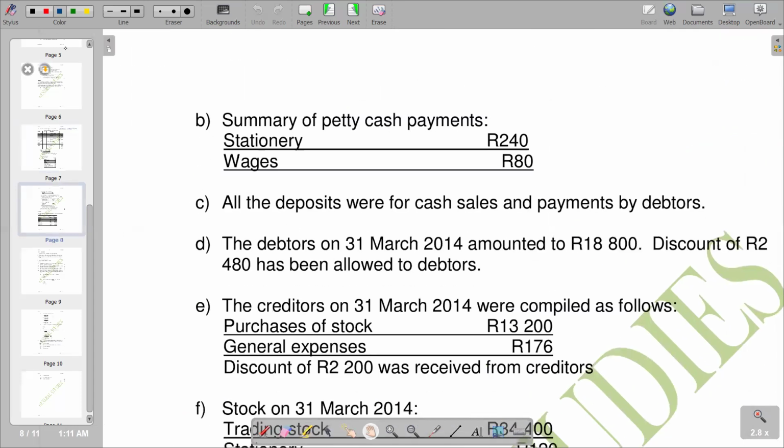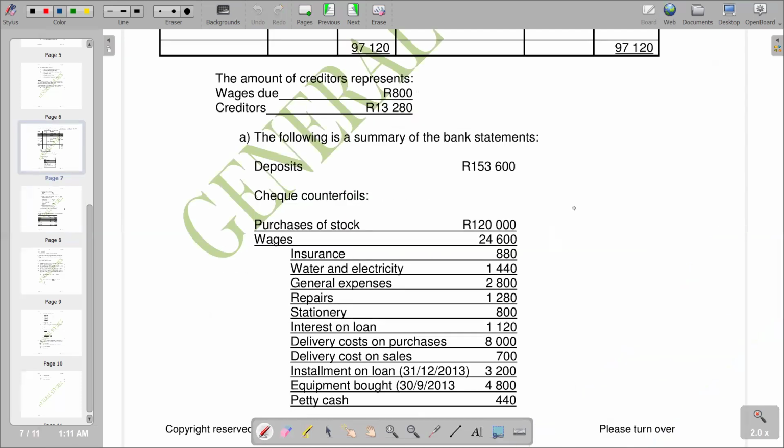If you come to information C, you're going to see that information C reads all the deposits were for cash sales and payments by debtors. So basically, we are saying the amount that we are given there. If you refer back, you see that we're given the amount is 153,600. So it means this is the amount of debt that we are looking for. That should be on the credit side of the debtors' control.